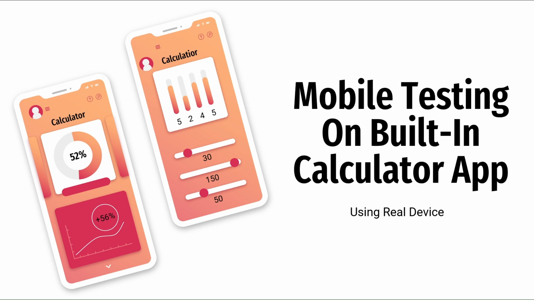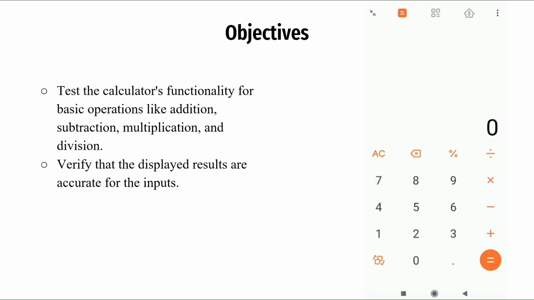Hello, and welcome to the tutorial on mobile testing on the built-in calculator app using a real device. As we can see here, this is the UI of the built-in calculator app of the Android mobile phone. The objective of today's tutorial is to test the calculator's functionality for the basic arithmetic operations like addition, subtraction, multiplication, and division. Later on, we will also verify that the displayed results are accurate for the inputs.